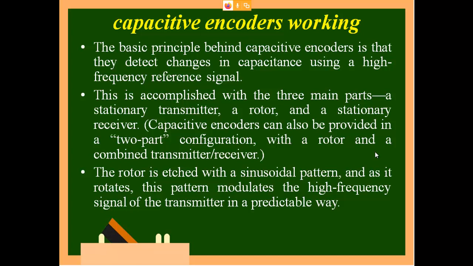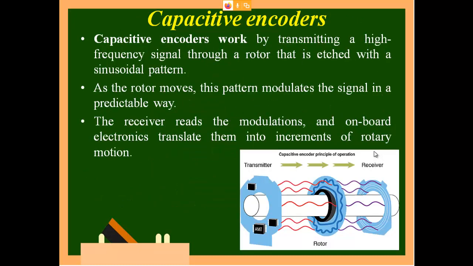The rotor is etched with a sinusoidal pattern, and as it rotates, this pattern modulates the high frequency signal of the transmitter in a predictable way. So I show this diagram. Here I have a transmitter. I think you all know how high frequency can be generated. High frequency can be generated with the help of an H bridge. You have an H bridge with 4 switches, and these switches are turned on at very high frequency, so that the output will be sinusoidal but with high frequency. That is being transmitted.